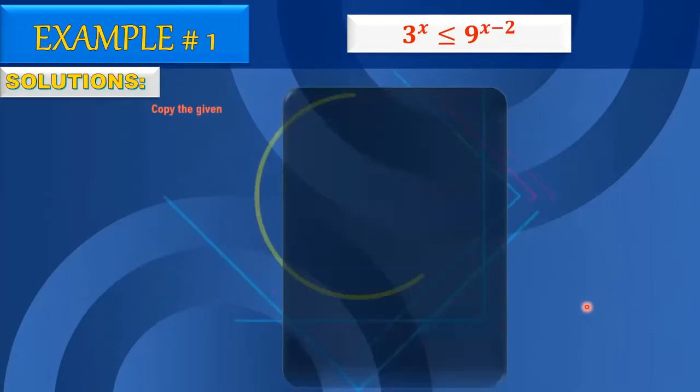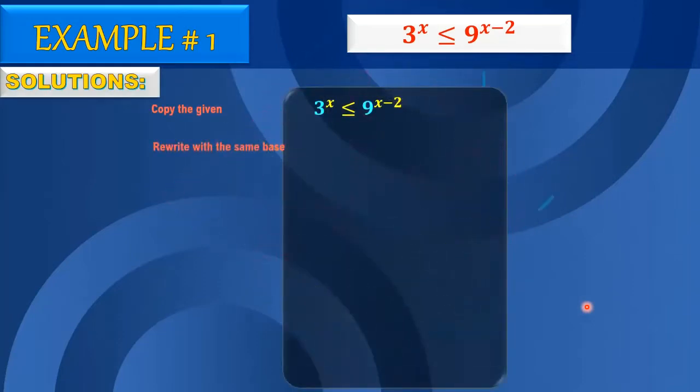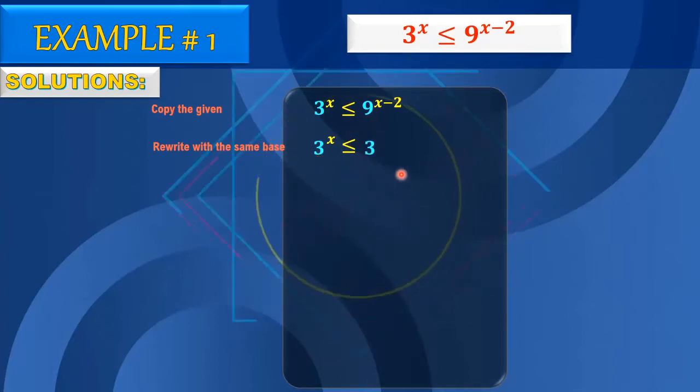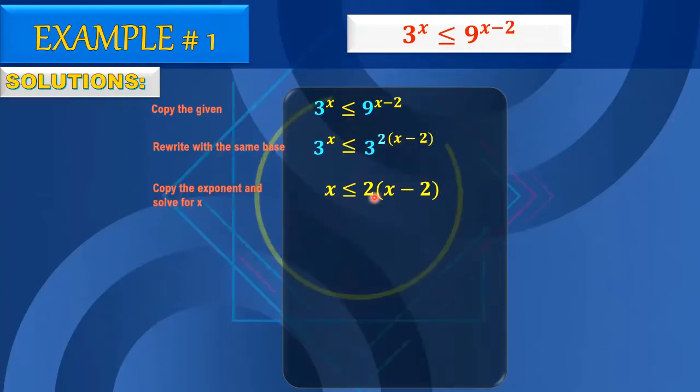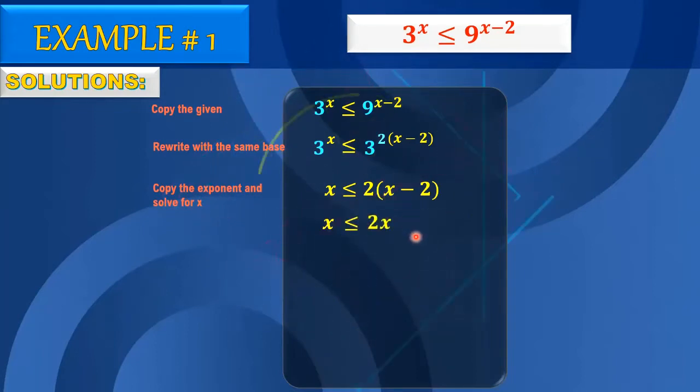First step, copy the given. Second step, rewrite with the same base. So we need to change the right side or express 9 into exponential form with a base of 3. So this becomes 3 squared. Copy the exponent, x minus 2. Third step, copy the exponent and solve for x. So retain the exponent kay same base naman siya. So we have here on the left side si x, on the right side 2 and x minus 2. Simplify. So distribute. 2 times x is 2x. 2 times negative 2 is negative 4.